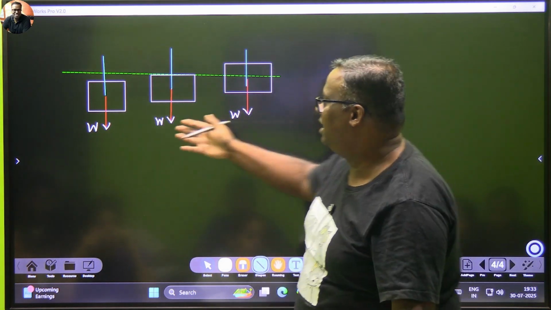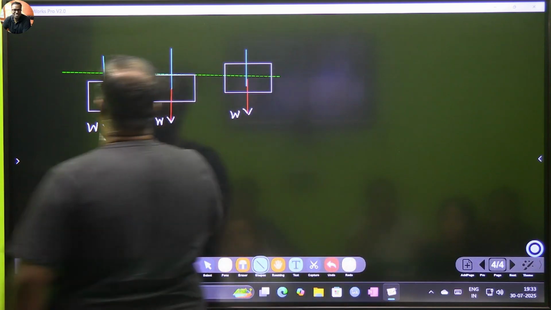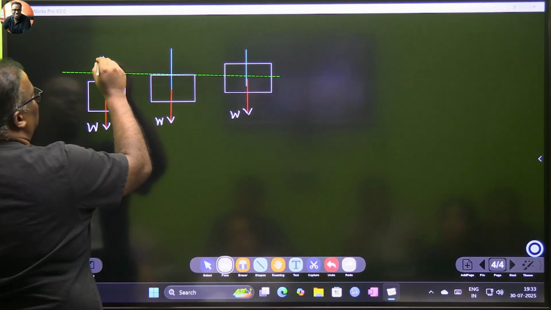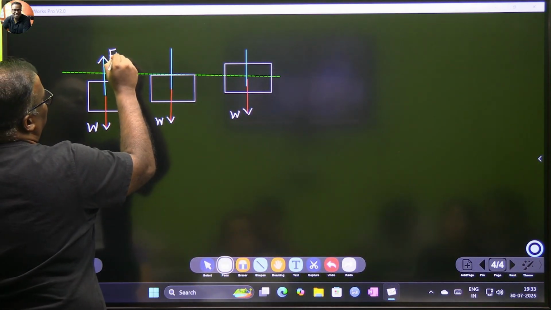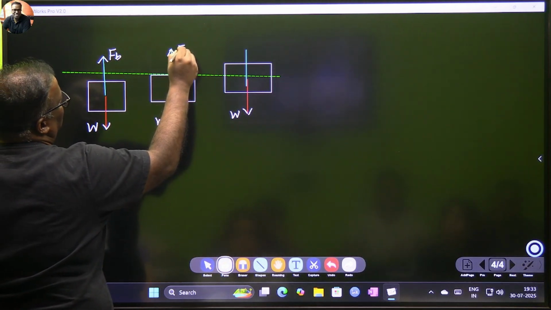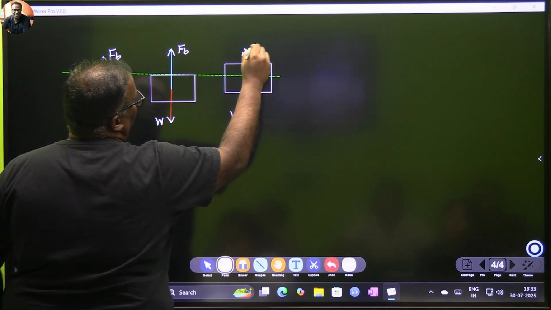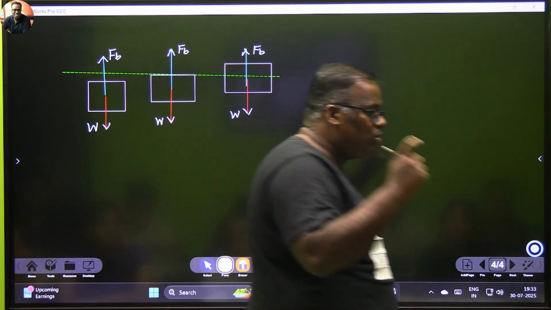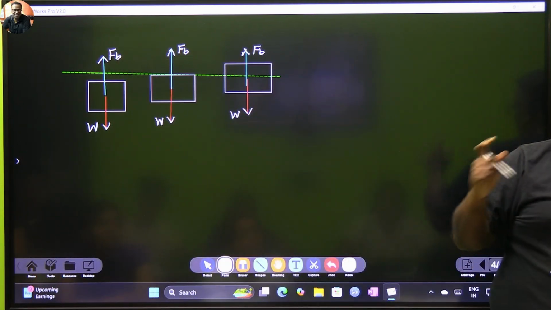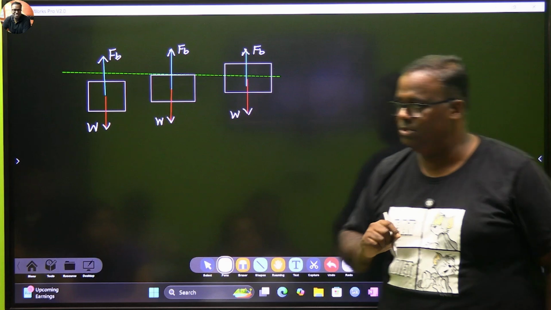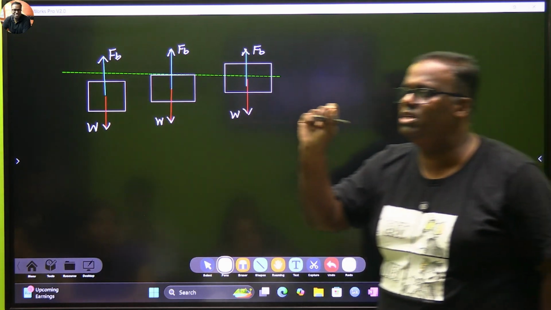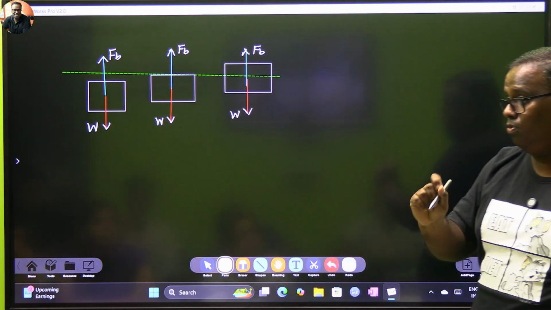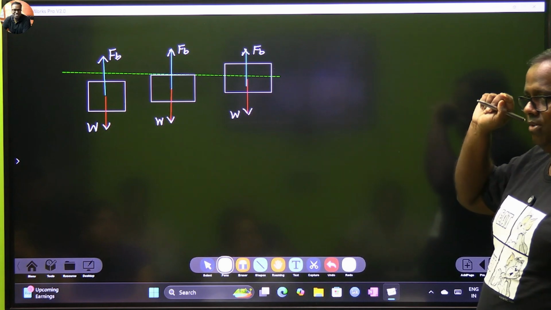So in this case, the buoyant force always acts in the upward direction. Okay, so let's say this is my FB, this is my case of FB, this is my case of FB. This buoyant force is responsible for reducing a portion of weight of this particular object. That concept is known as apparent weight loss. Now, how much portion weight will be reduced? That we will see. Have you understood?